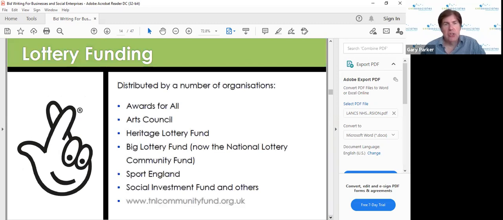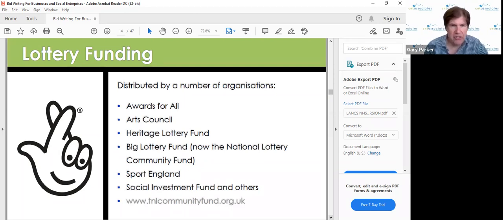The next group of funders are lottery funds. Again, there are quite a lot of these, and they do change a lot. These range from general funds like Awards for All, and the National Lottery Community Fund, as it's now called, some of the larger elements of that. And they also fund some projects in specialist areas. So, for example, for artists and creative industries, they give a certain amount of funding to the Arts Council, who distribute it on behalf of the lottery.